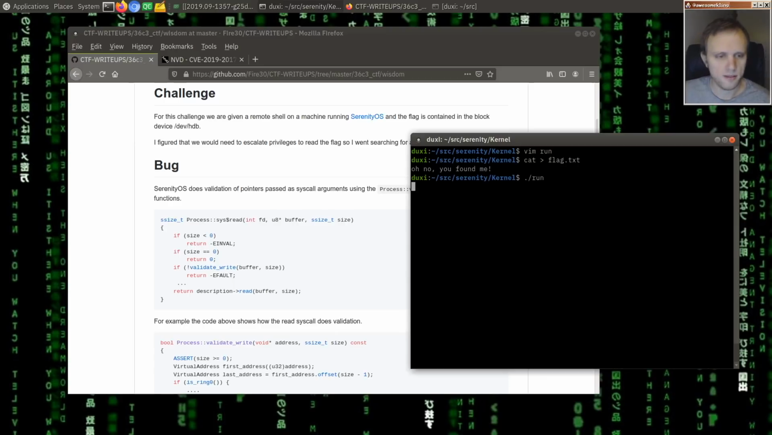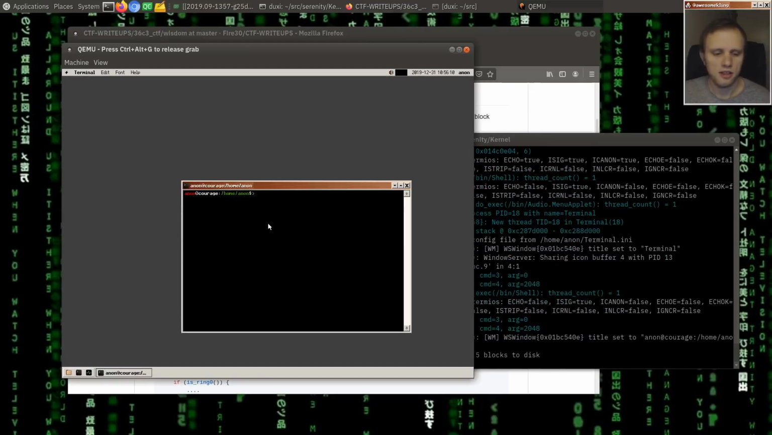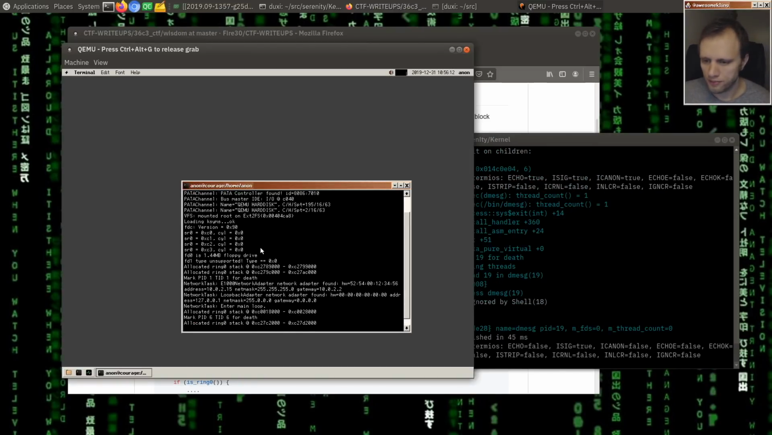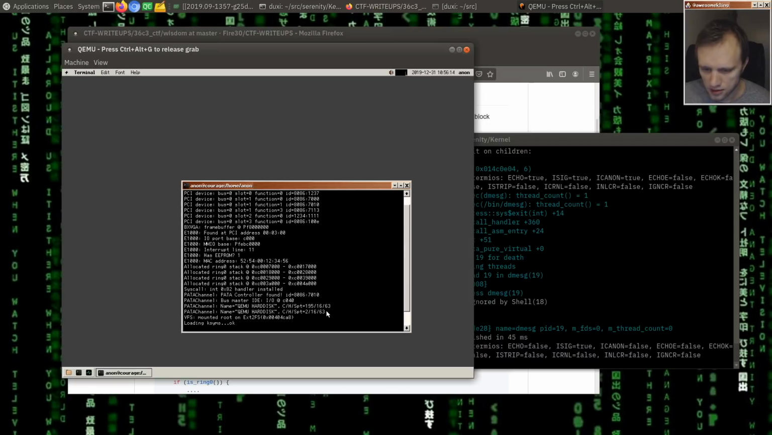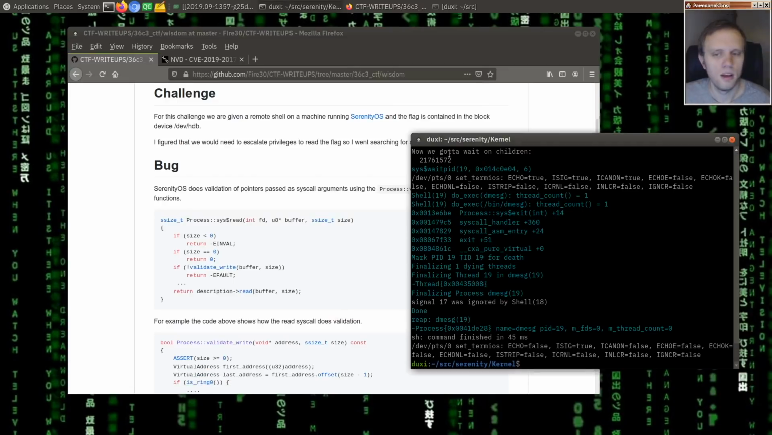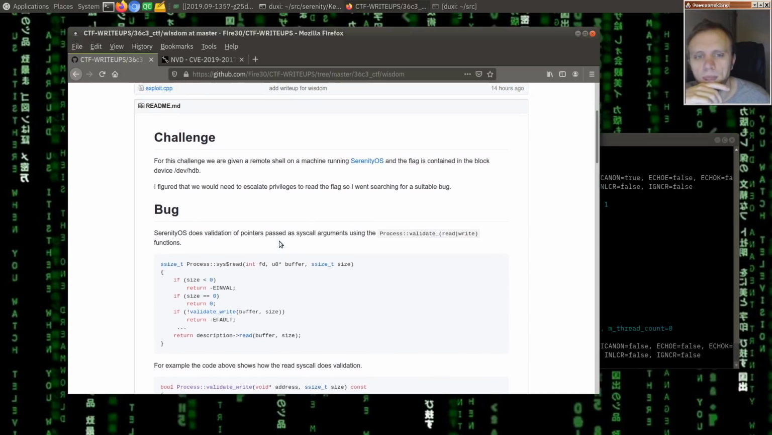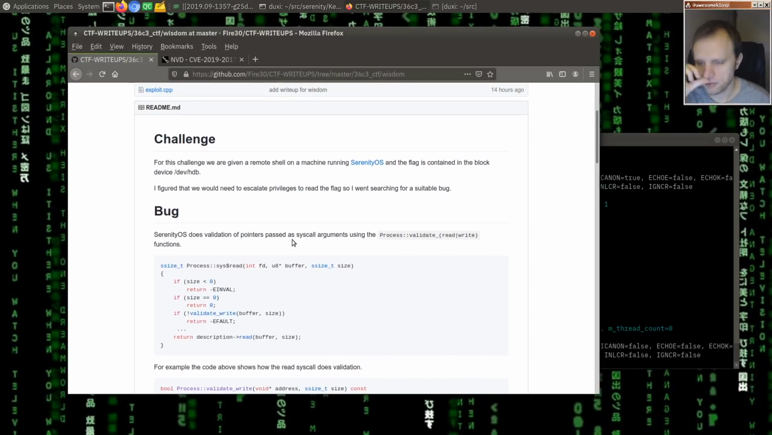So basically, you'd be running the machine, and now it has a secondary hard drive, which you can see up here. This is the normal hard drive, and then we have a second tiny little hard drive that is on HDB, but we can't mount it or anything like that, because it doesn't have a file system. But I think this was the setup. Then he went looking for a bug to get access to the kernel so that he could read from this device somehow.